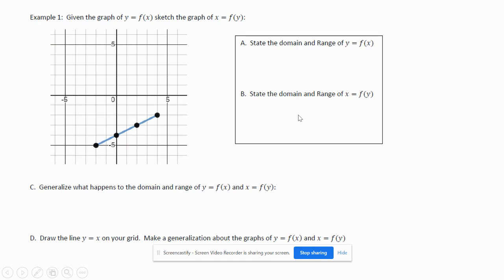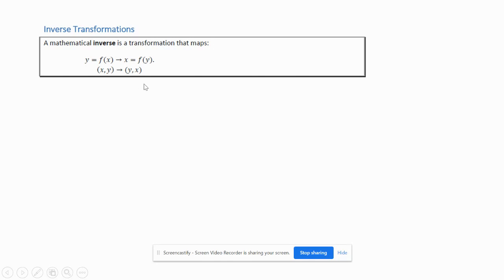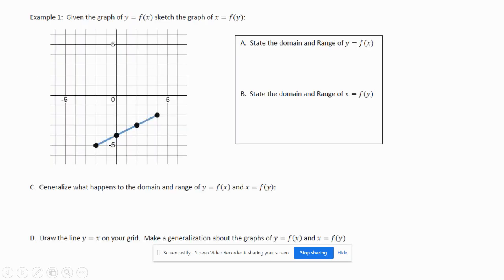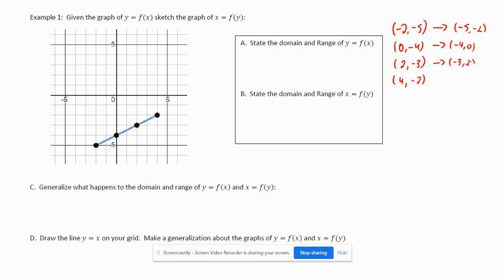The x and the y values are going to be reversed after an inverse happens. For the first part, given the graph of y = f(x), sketch the graph of x = f(y). I'm going to do a quick mapping notation. We have the points (-2, -5), (0, -4), (2, -3), and (4, -2). So the first becomes (-5, -2), the next becomes (-4, 0), then (-3, 2), and then (-2, 4).